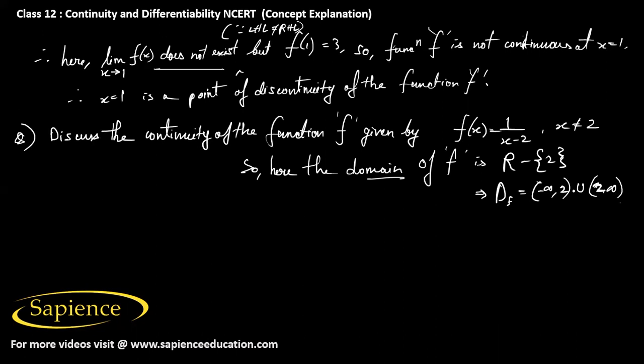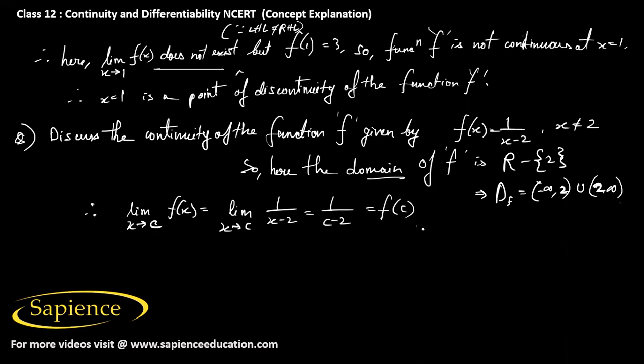So here we don't have to check the continuity of the function at x equal to 2, since at x equal to 2 the function is not defined. Now limit x tends to c f of x is equal to limit x tends to c 1 by x minus 2, which is equal to 1 by c minus 2, which is equal to f of c, for all values of x not equal to 2.